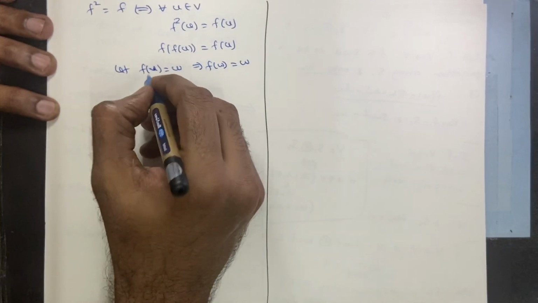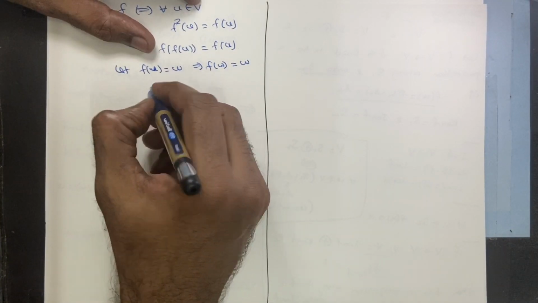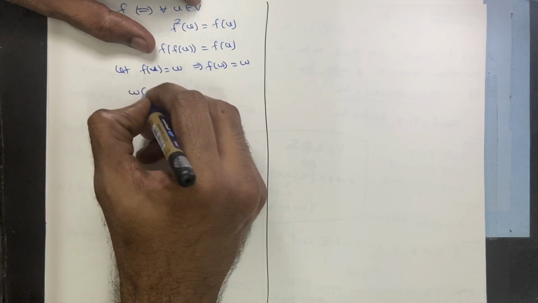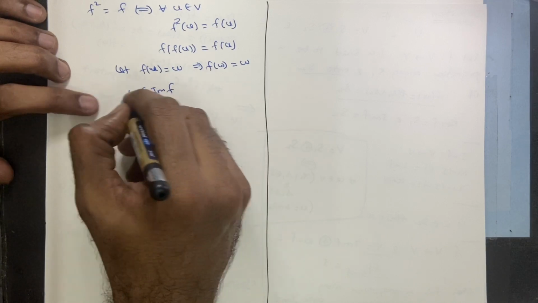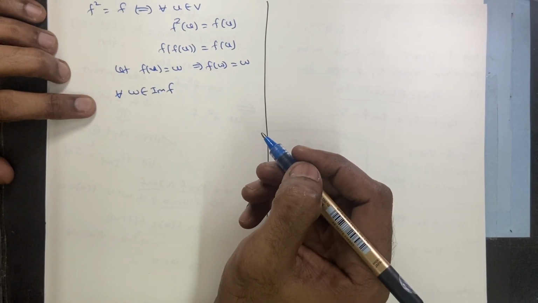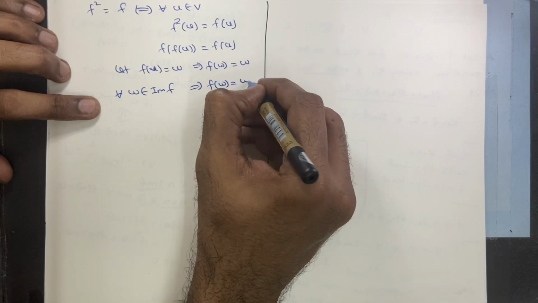And what is f of v? Since v is an arbitrary element of V, f of v is an element w. Therefore w belongs to the image of f, and it's an arbitrary element of the image of f. Therefore for every element of the image of f, we have proved that f of w is w. So what does it mean?